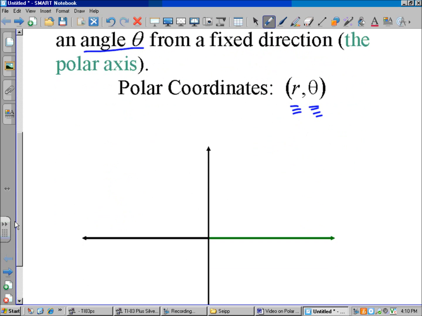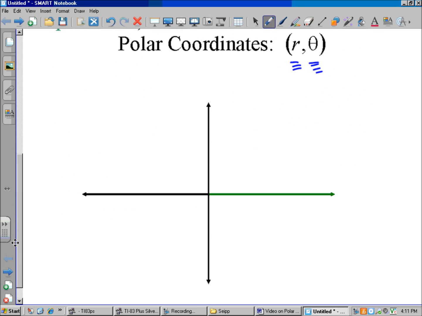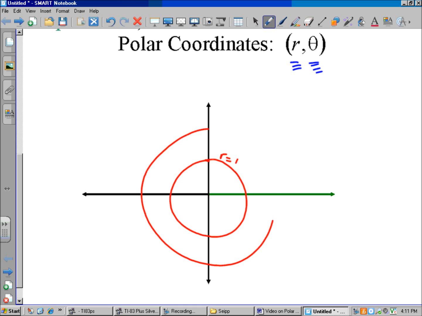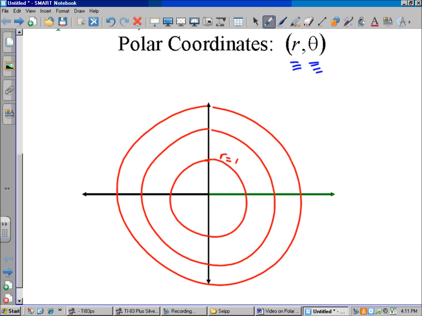So to give you just a quick idea, this would be, say, r equals 1. So that's a circle with a radius of 1, right? This would be r equals 2. This would be r equals 3. So anywhere, if I graphed this point right here, I would be 3 units away from the origin. Okay, so that would be 3 units away from the origin.